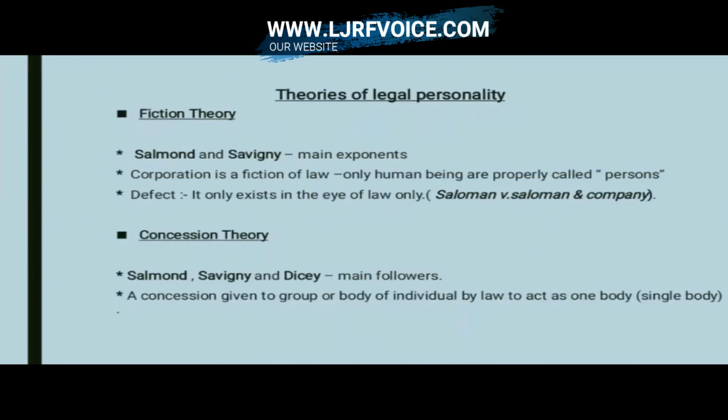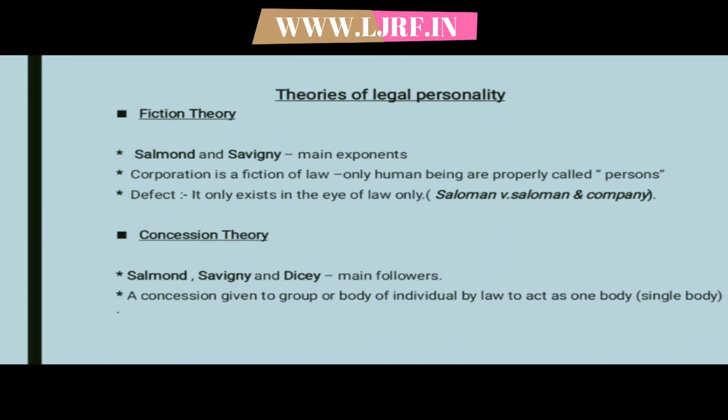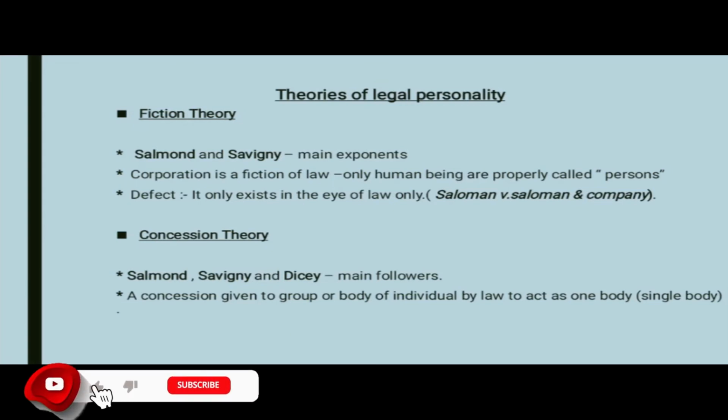Moving to the concluding topic, the theories of legal personality. The legal personality which I mentioned here only indicates corporate legal personality. There are six theories which deal with the legal personality of the corporation: fiction theory, concession theory, realistic theory, bracket theory, purpose theory, and Hoffer's theory. The first one is fiction theory.